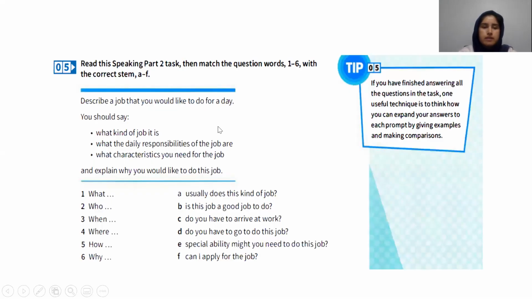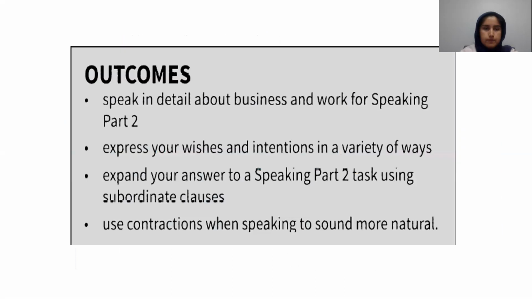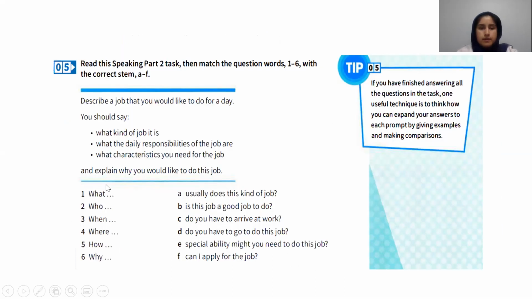Okay, so the first exercise that we will work on is the fifth one. It says read this speaking part 2 task, then match the question words 1 to 6 with the correct A to F. Just a moment. Okay, so the question says describe a job that you would like to do for a day, and you should say what kind of job it is. For example, this kind of question comes in the exam, so these 3 parts are also given in the exam. So it says what kind of job it is, what the daily responsibilities of this job are, what characteristics you need for this job, and explain why you would like to do this job.